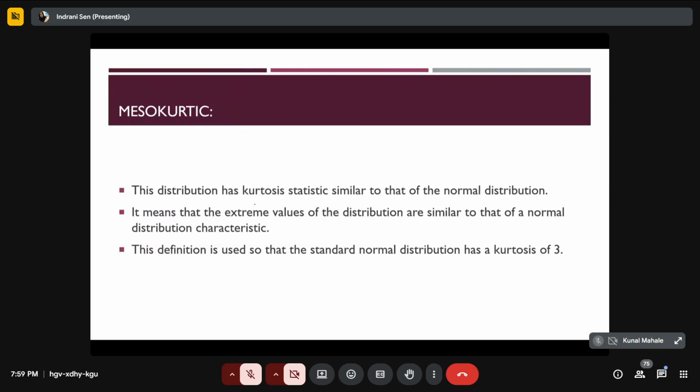Skewness is high when it is more than one. Kurtosis is high when it is more than three. So in mesokurtic, the distribution has kurtosis statistics similar to that of a normal distribution. It means that the extreme values of the distribution are similar to those of a normal distribution. The definition is used so that the standard normal distribution has a kurtosis of 3.